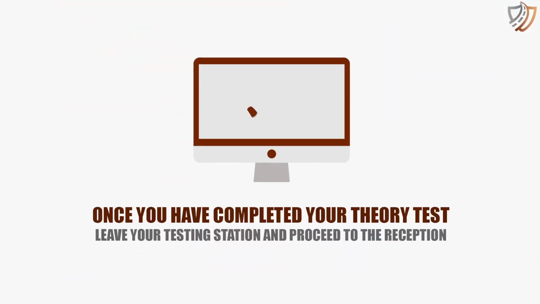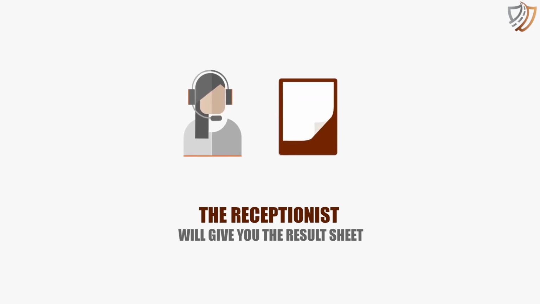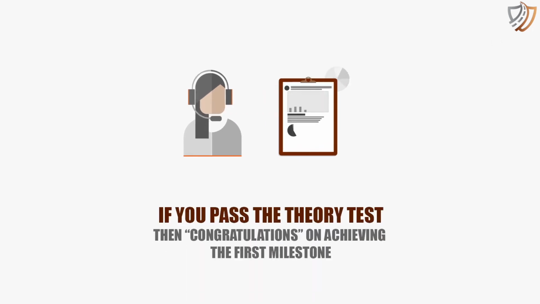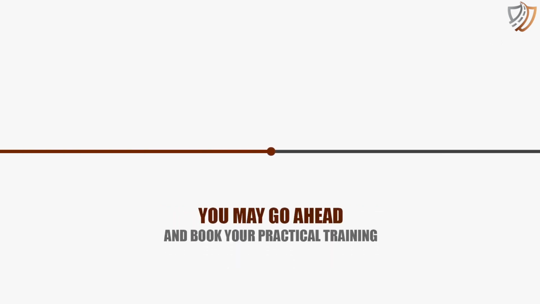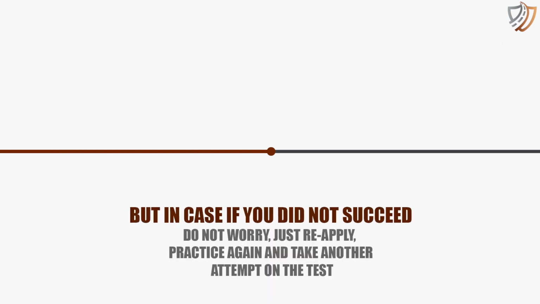Once you have completed your theory test, leave your testing station and proceed to the reception. The receptionist will give you the results sheet. If you pass the theory test, then congratulations on achieving the first milestone. You may go ahead and book your practical training. But in case you did not succeed, do not worry. Just reapply, practice again, and take another attempt on the test.